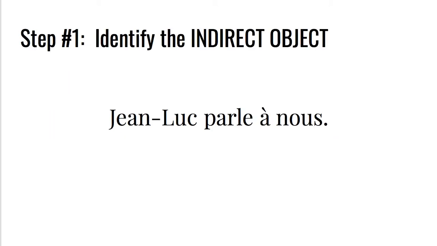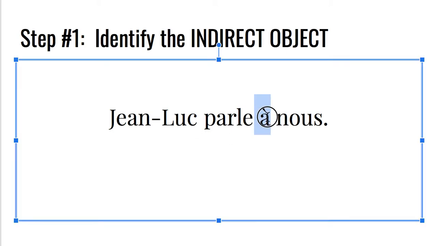The first one, you're going to identify the indirect object. So, Jean-Luc parle à nous. You have to ask yourself the question, who is Jean-Luc talking to? In French, they're really easy to identify because of this: that à is almost always going to come in front of an indirect object. So à nous is my indirect object.